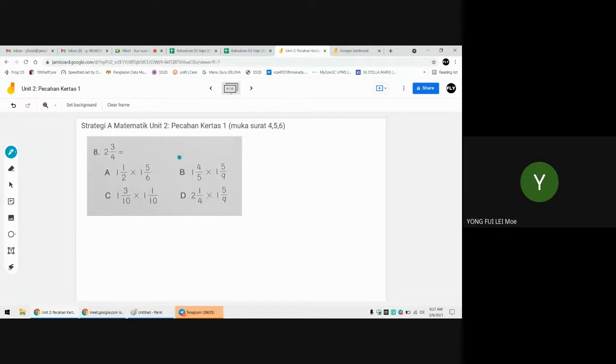This one is a bit difficult. All of these are mixed numbers, so you have to change them. First, look at A. Times plus. 2 times 1 plus 1, 3 over 2, times 6 times 1, 6 plus 5, 11.